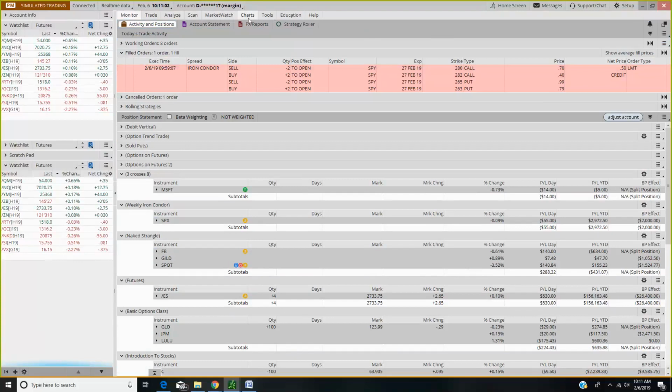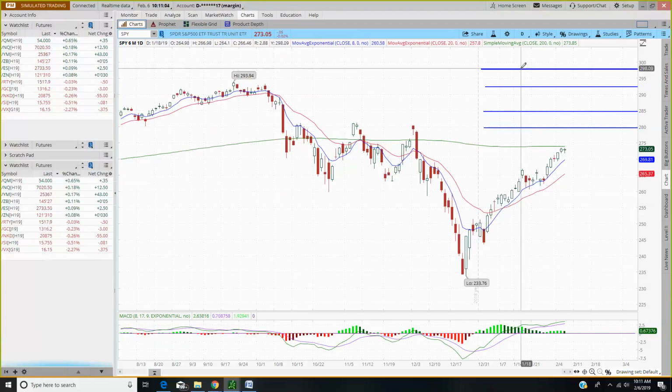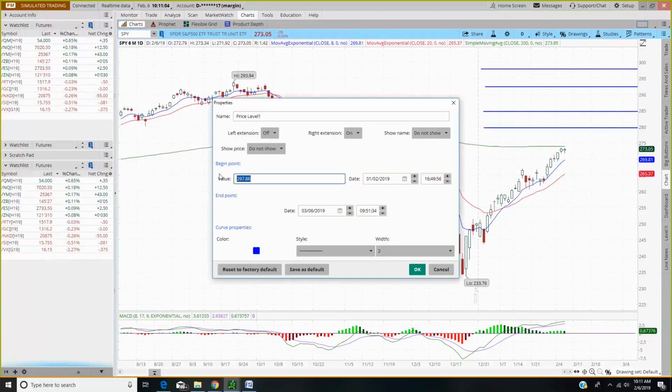280. Let me write that down. Sorry, I was looking at my real money. 280, 282, 265, 263. Okay. So now on the chart, you're just going to go to any one of them, right-click, Edit Properties. Let's do this first one. I like to do the one I bought in blue. So in this case, it's the 282, because that's the call that I bought. So the 282 is going to be blue.